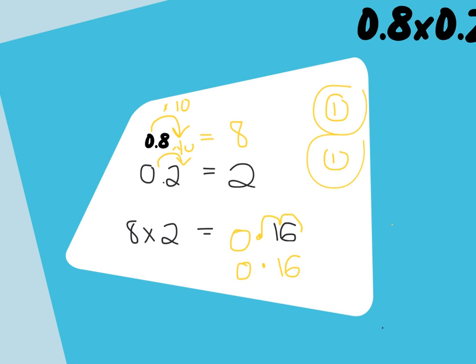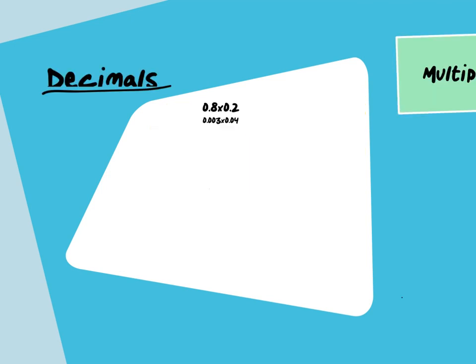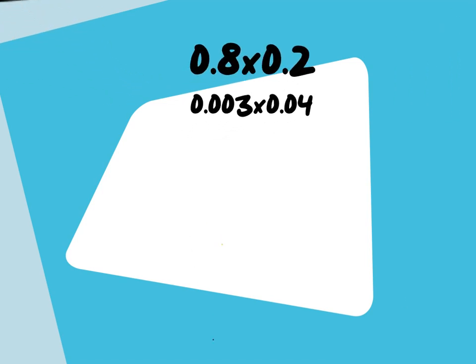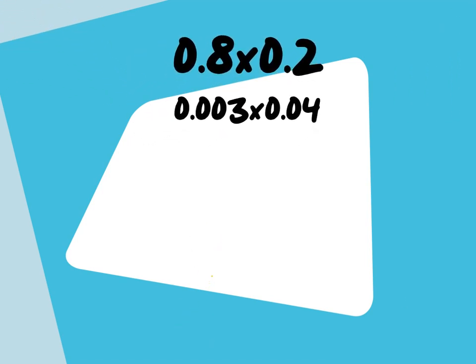Okay, that's our first example. Okay, let's look at our second example here. We've got 0.003 times 0.04. So what we've got to do is exactly the same as we did earlier.